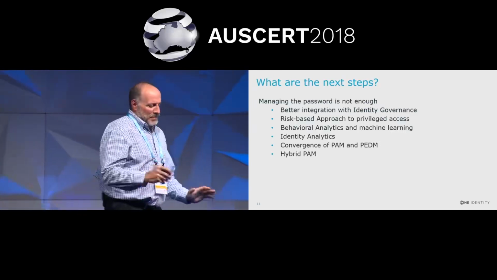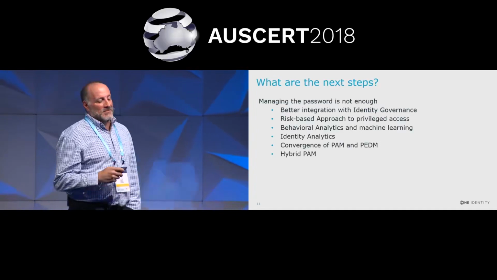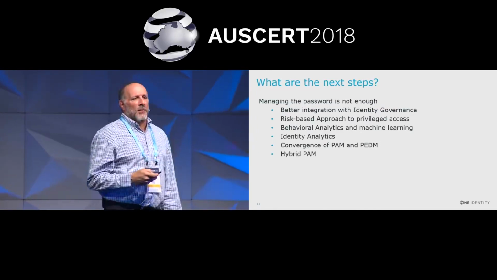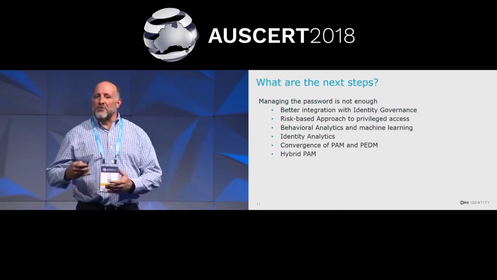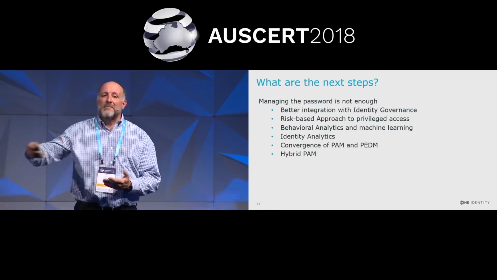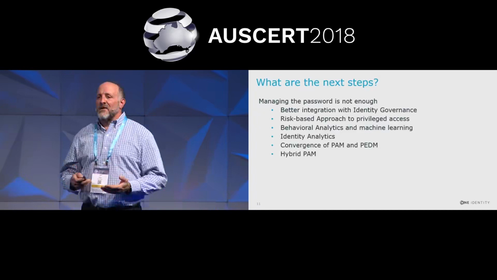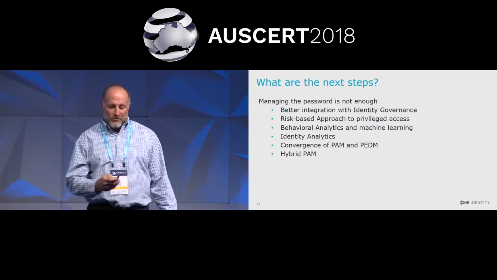And then a couple other things. I'm going to run out of time, so a couple other things. Convergence of PAM and privilege delegation, and also hybrid PAM, where part of it lives on-prem inside your organization, but other things can happen outside in the cloud. And what that does is it allows us to very rapidly respond to changes without you having to do updates to your on-prem software.